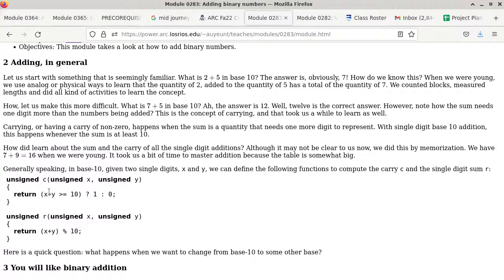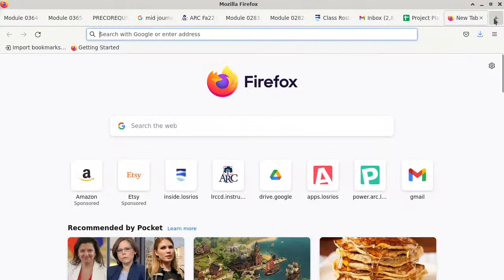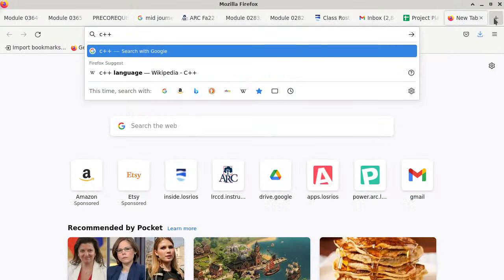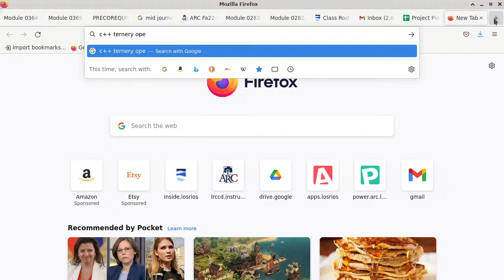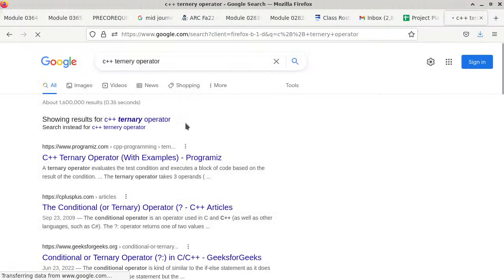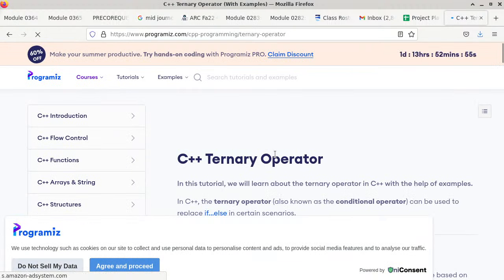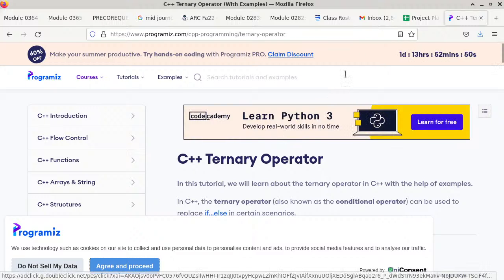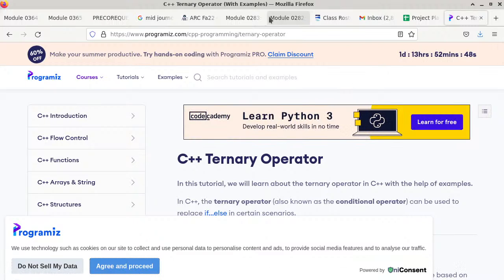So how many people want me to explain the ternary operator? Okay, that's fine. Let's do that. I will try to do it the lazy way first and then go back to the harder way. The lazy way is just to say ternary operator, and with a single click, there we have it. The harder way is for me to actually explain it. So we'll do it the harder way now.